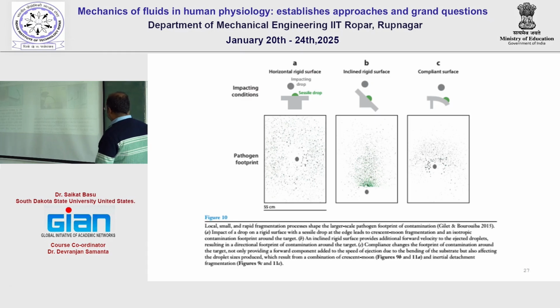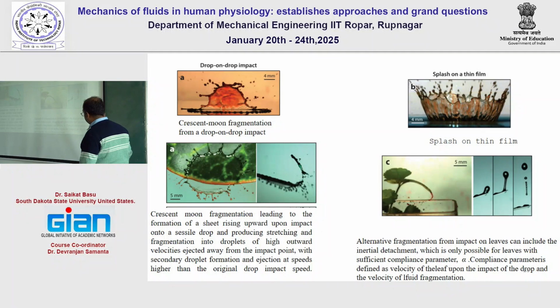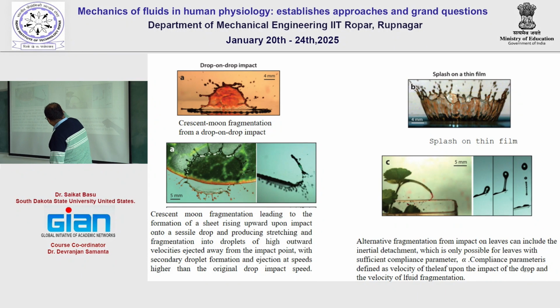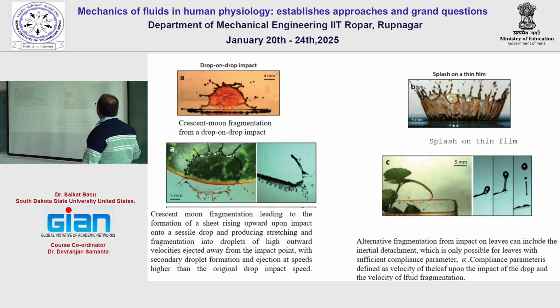Then these are the different sorts of fragmentation. In some cases it is called crescent moon fragmentation for a drop impact. So instead of a water film, if there is some sort of sessile droplet already there, you can see it can be imagined as a half moon. That's why it's called crescent moon.